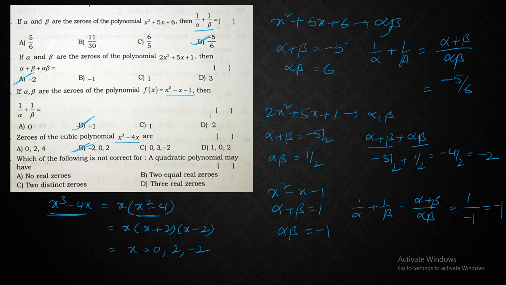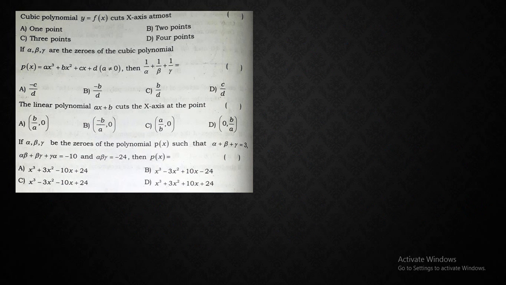Next, which of the following is not correct? A quadratic polynomial. Quadratic polynomial means it has degree 2. So if it has degree 2, it has a maximum of 2 zeros. So option 1, no real zeros, is okay. Next, 2 equal real zeros is also okay. 2 distinct zeros is also okay. So what he has given, 3 real zeros, is not at all possible. Hence it is incorrect.